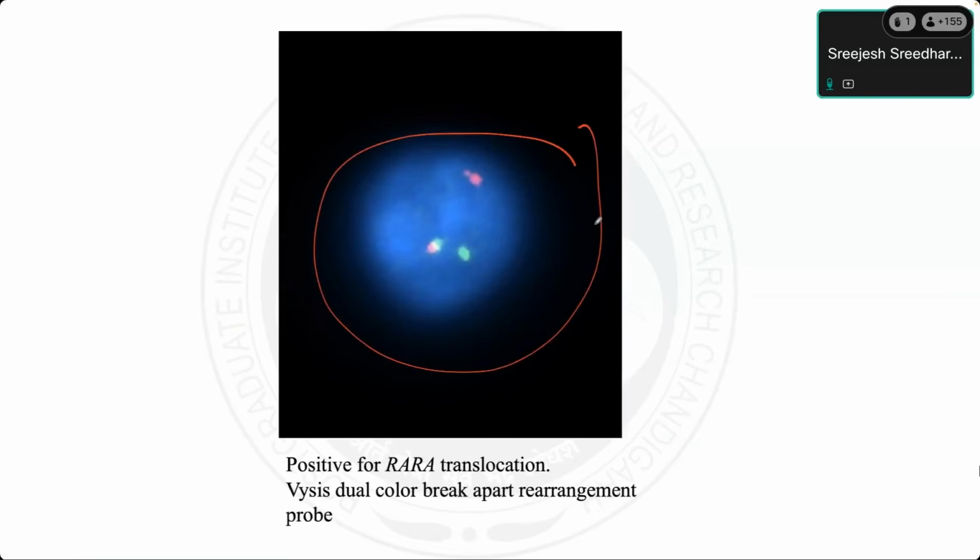Very briefly, RARA break apart probe means, normally, this is your RARA gene. One probe binds to this part, which is the 3', and another probe binds to this part, which is the 5'. Normally this 5' and 3' remain together and produce a fused signal like this. When there is a break and RARA gets rearranged, they separate to form separate green and orange signals. These break apart probes are very useful where a particular gene has multiple partners. Irrespective of the partner, break apart probes will be positive.